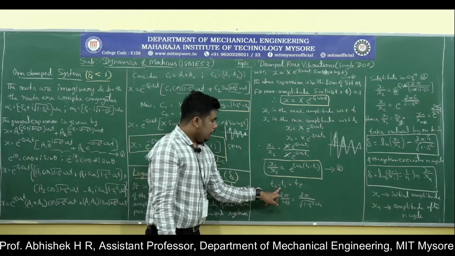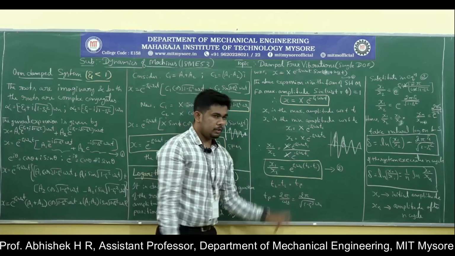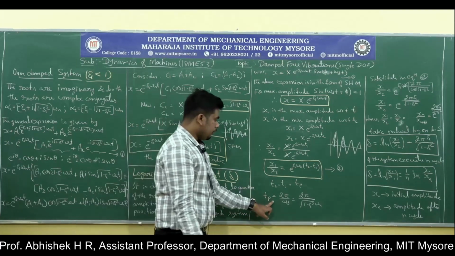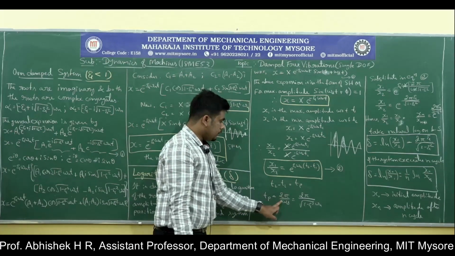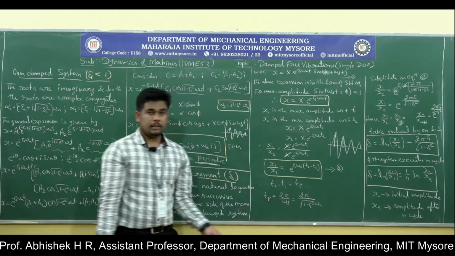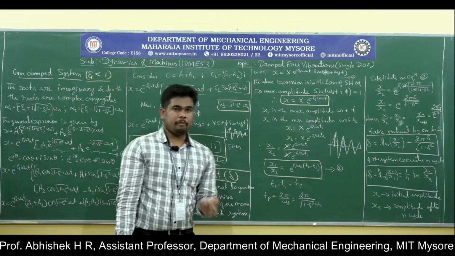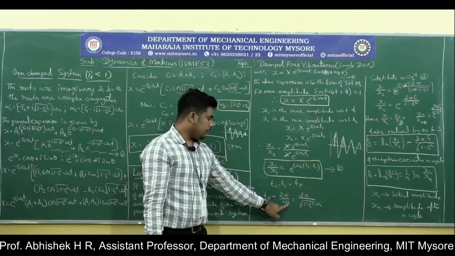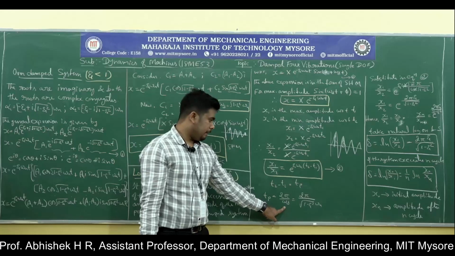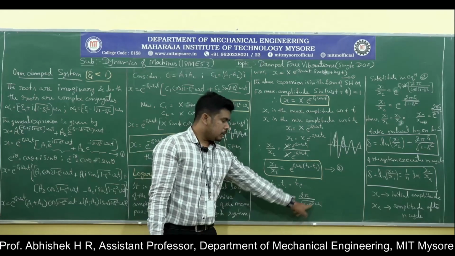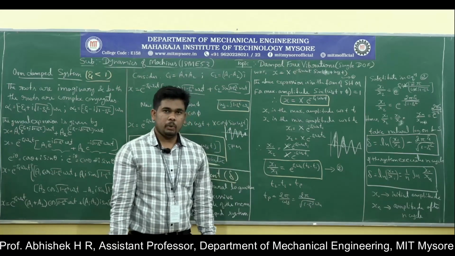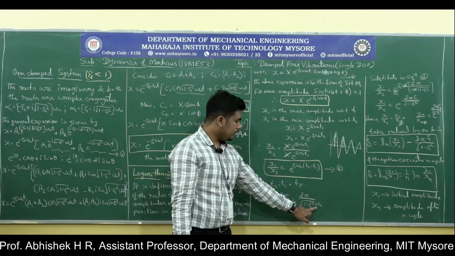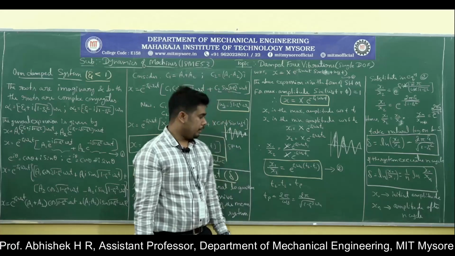Now we know that t2 minus t1 is nothing but the time period. So for that we know the condition T is equal to 2 pi by omega d, since we are discussing the damped free vibration. So damped natural frequency 2 pi by omega d. We know that omega d is nothing but square root of 1 minus zeta square into omega n. So it will become 2 pi by square root of 1 minus zeta square into omega n.